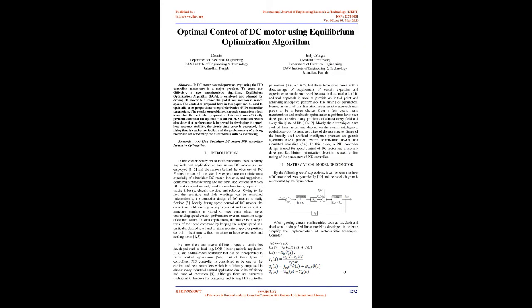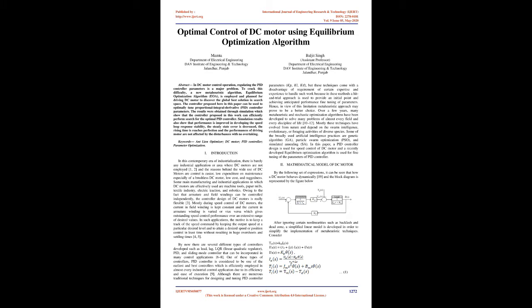Optimal control of DC motor using equilibrium optimization algorithm. Abstract: In DC motor control operation, regulating the PID controller parameters is a major problem. To crack this difficulty, a new metaheuristic algorithm, equilibrium optimization algorithm, EOA, is employed and planned for driving the DC motor to discover the global best solution in search space.